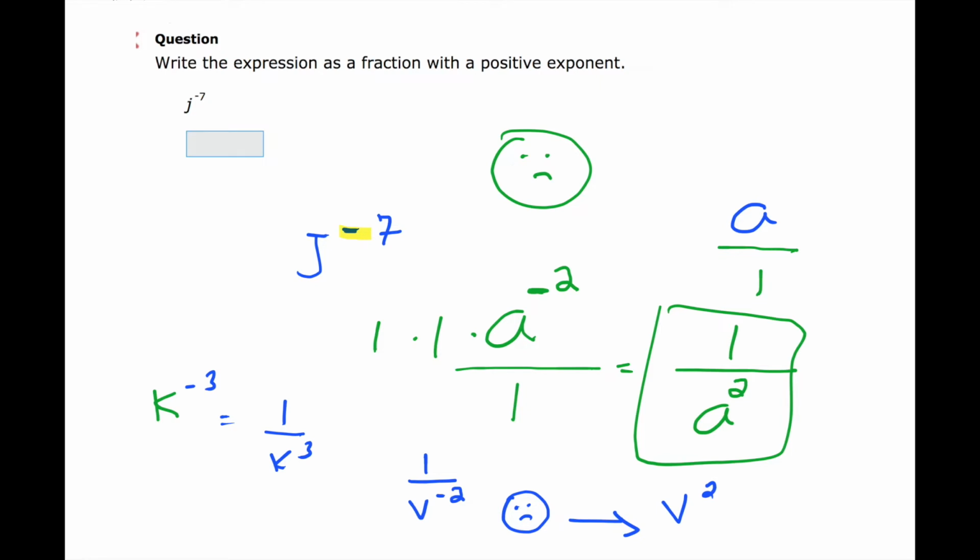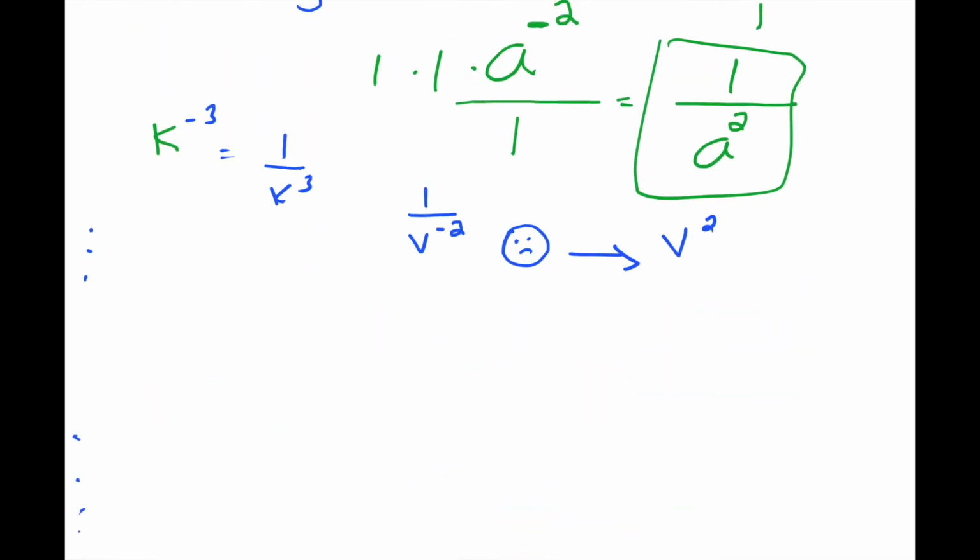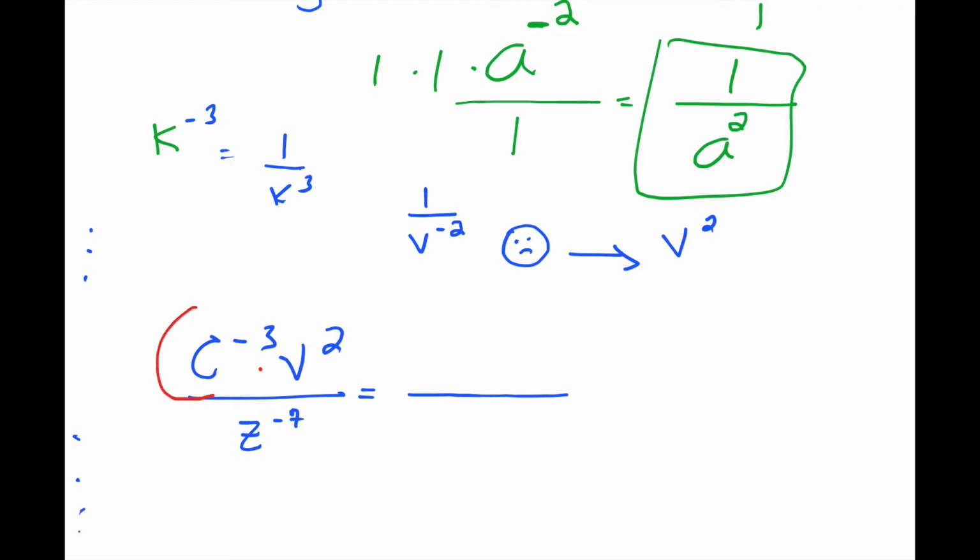Now for a much harder one. What if I had C to the negative 3, V to the 2, over Z to the negative 7? You just have to deal with one at a time, and it's multiplication between them. Is C to the negative 3 happy? How do we make it happy? Put it downstairs. Then we took care of that. Now is V squared happy? Yep, leave it there. V squared's good.